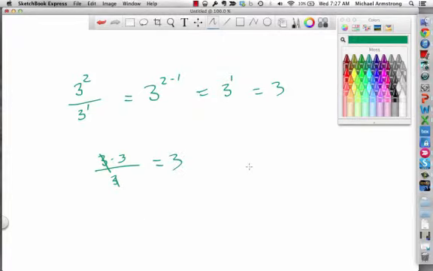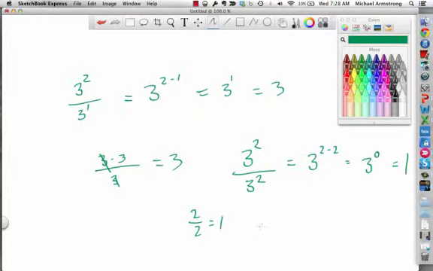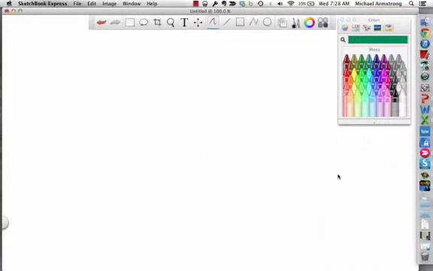What happens if you have 3 to the 2nd over 3 to the 2nd? That equals 3 to the 2 minus 2, which is 3 to the 0, which is 1. And you can see that works here too, because if you have 2 over 2, it's 1. If you have pi over pi, it's 1. If you have 3 to the 2nd over 3 to the 2nd, it's 1. This is another example of why anything to the 0 power is always 1. Always good to see that.